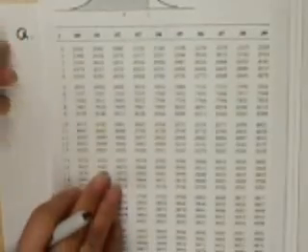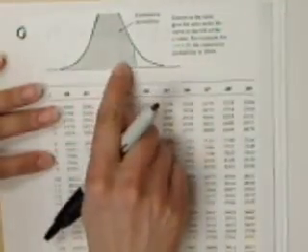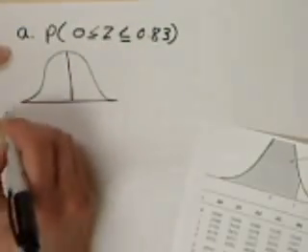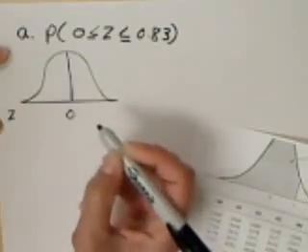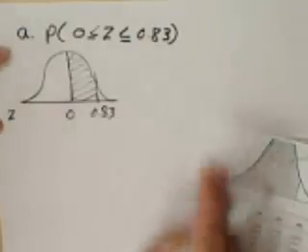Now, coming to the table, we can see that this table shows us the cumulative distribution under the curve, all the way from negative infinity to any given z value that we read. So we want to know the probability of this distribution. If this is the z distribution, we want to know the area between 0 and 0.83. So this is all that we're looking for. But this table right here gives us all the area to the left of z, 0.83. So we need to find first 0.83.